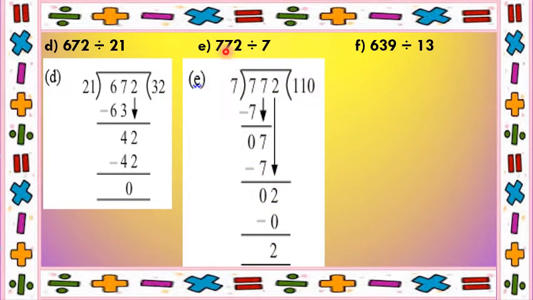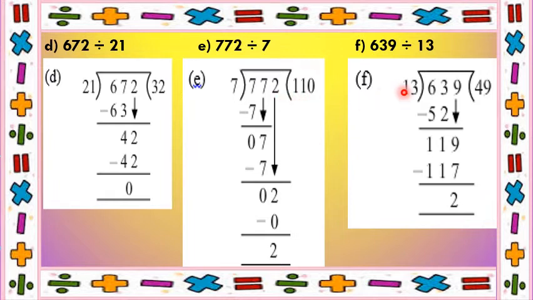E. 772 divided by 7. Consider first digit. 7 ones are is 7. Find the difference. It is 0. Put this 7 down. Again 7 ones are is 7. Find the difference. 7 minus 7 is 0. Now put this 2 down. Now this 2 is not divisible by 7. So write 7 zeros are is 0. Find the difference. 2 minus 0 is 2. So remainder will be 2. And the quotient is 110.